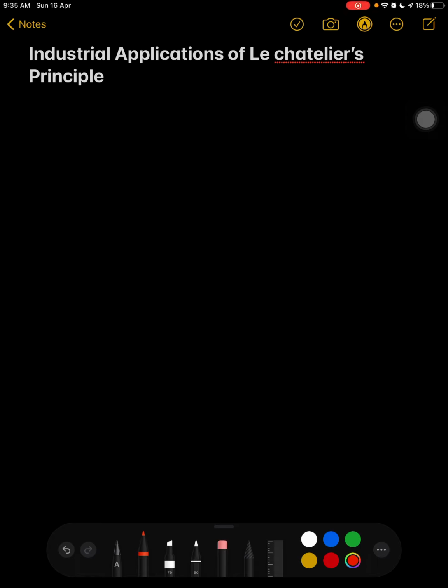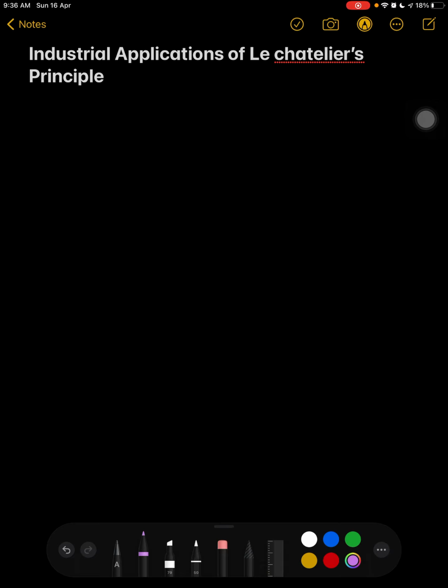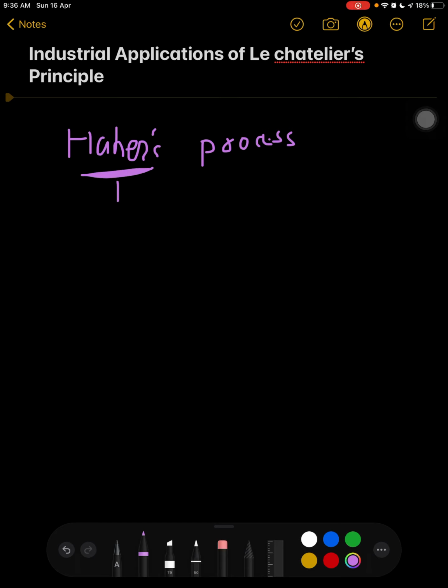So today we will discuss the industrial application of Le Chatelier's principle. Consider that we are in industry and we want to continue the Haber-Bosch process. You want to continue the Haber's process, right? And what is that actually? Basically, the Haber's process is the formation of ammonia, and we want the maximum production of ammonia.